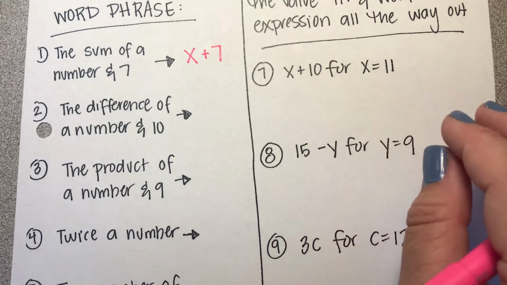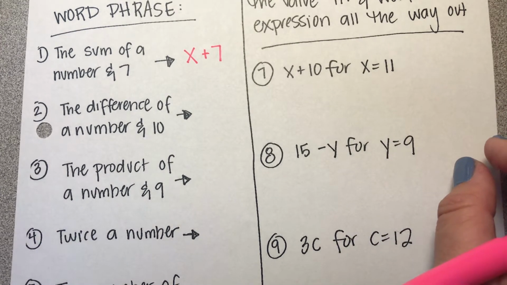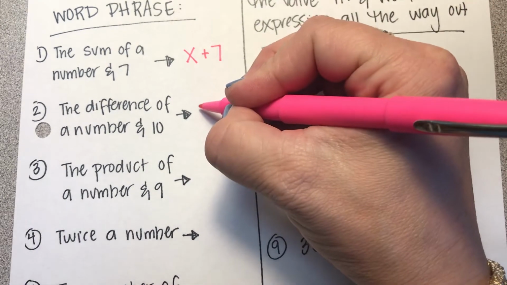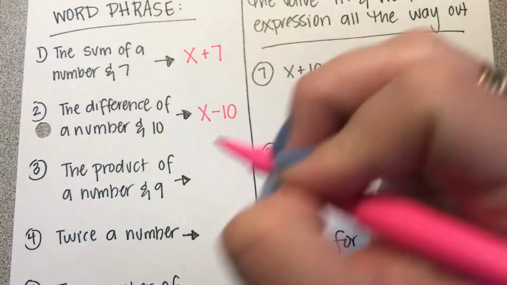Number 2, the difference of a number and 10. What does difference mean? Difference suggests or means subtraction. So the difference between some number and 10.